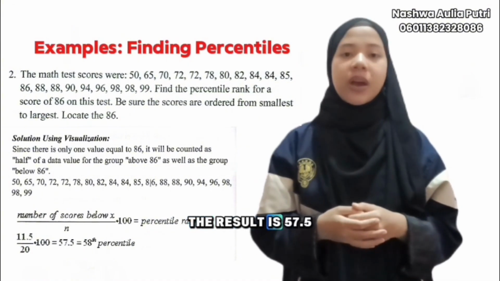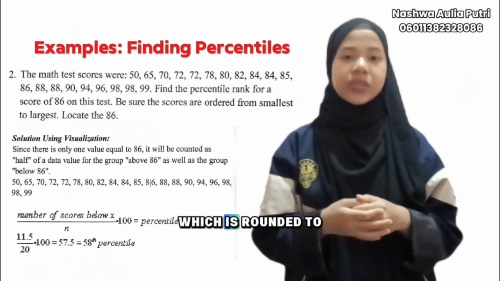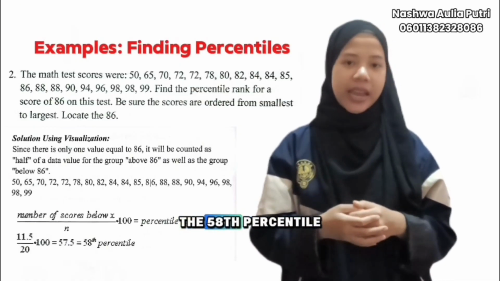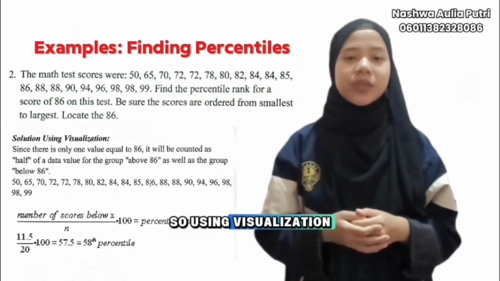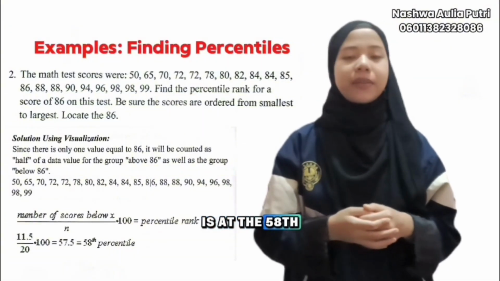The result is 57.5%, which is rounded to the 58th percentile. So using visualization, the score of 86 is at the 58th percentile.